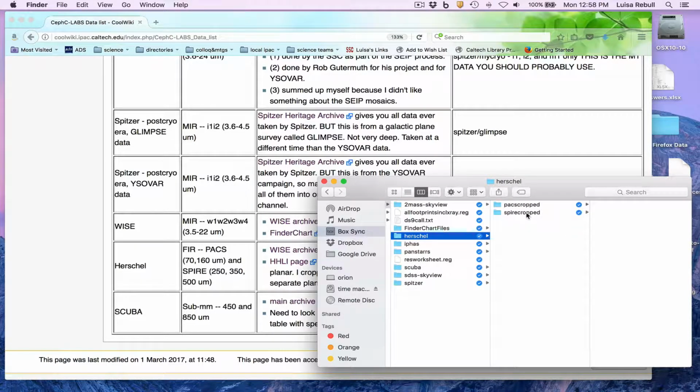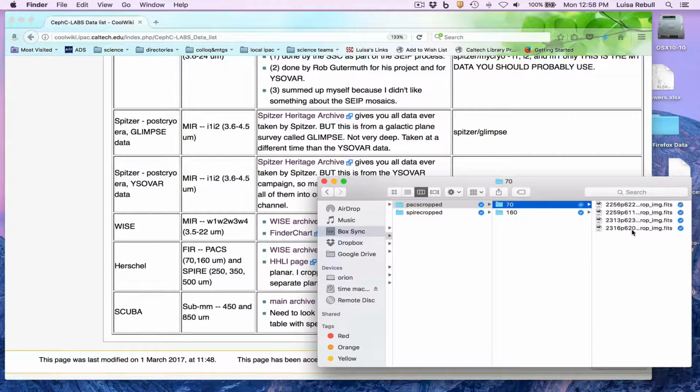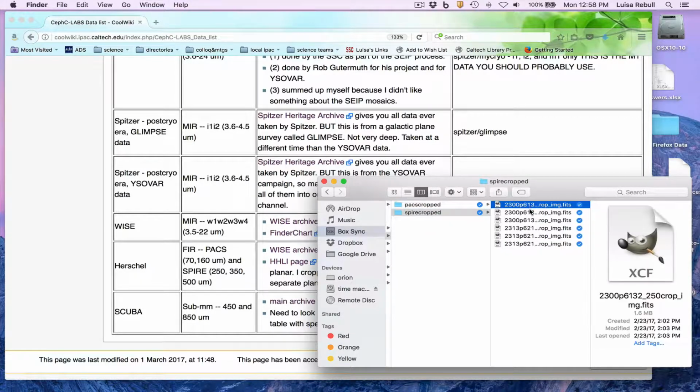So if you go to the Herschel directory, PACS cropped, you can see those are the 4 tiles for 70 microns, and there's 2 tiles for 160, and then for SPIRE, okay, so there's 2 tiles, 250, 350, 500, 250, 350, 500. The coordinates here are galactic coordinates specifying the tiles.